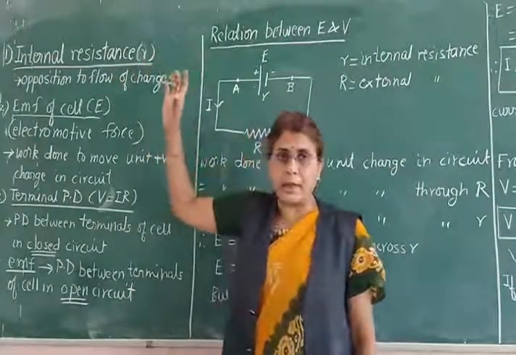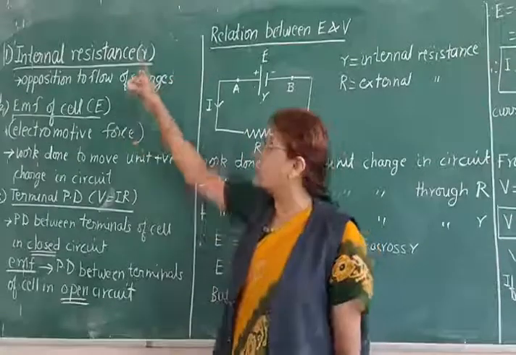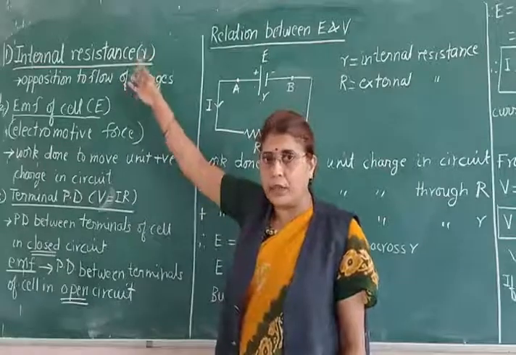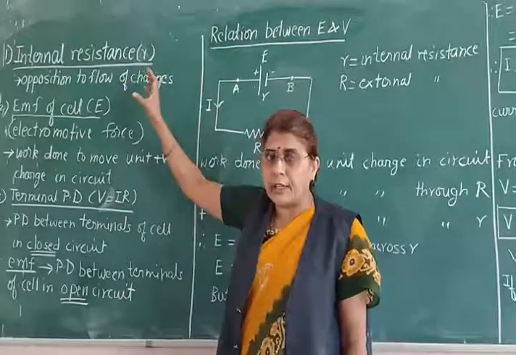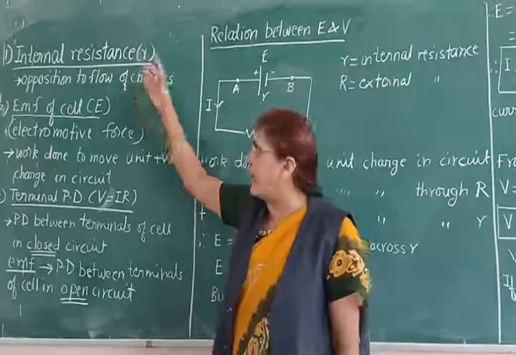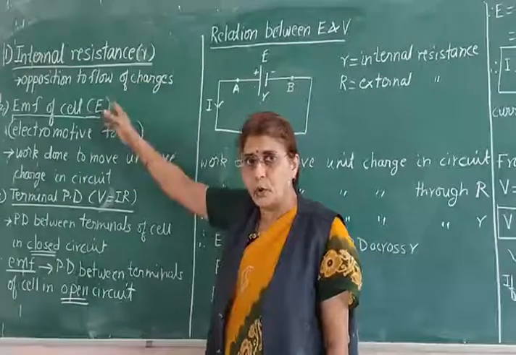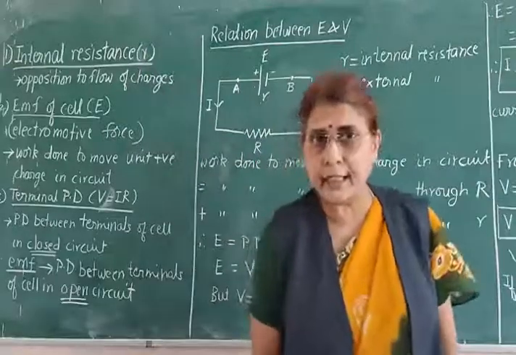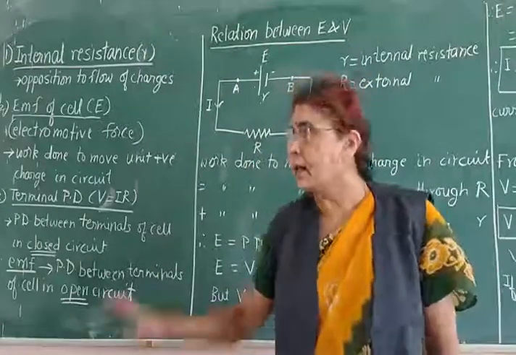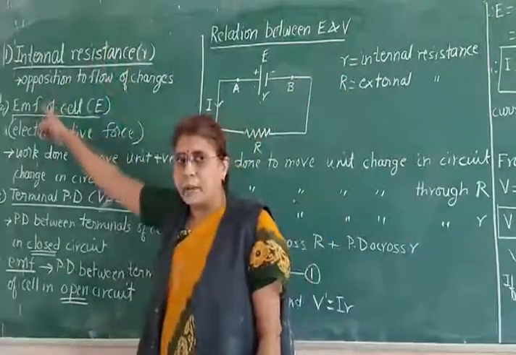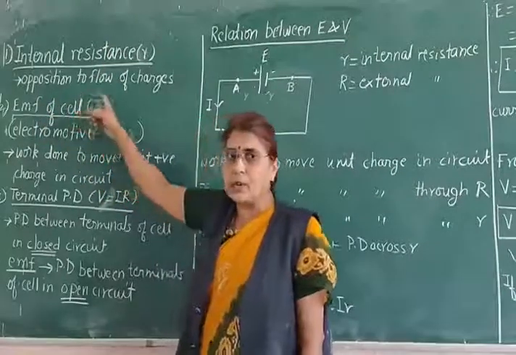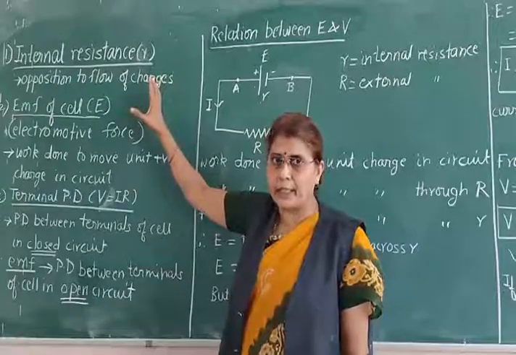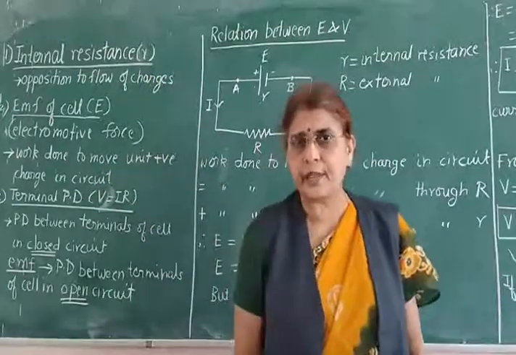Try to remember the definition very clearly, because in the lab you are determining the value of internal resistance. So you should know the definition of internal resistance, and you are also comparing EMF, so you should know what EMF is also. Once again in one line: internal resistance of a cell is the opposition of a cell to the flow of charges through it. This is a very small quantity. This is the first constant we define for a cell.